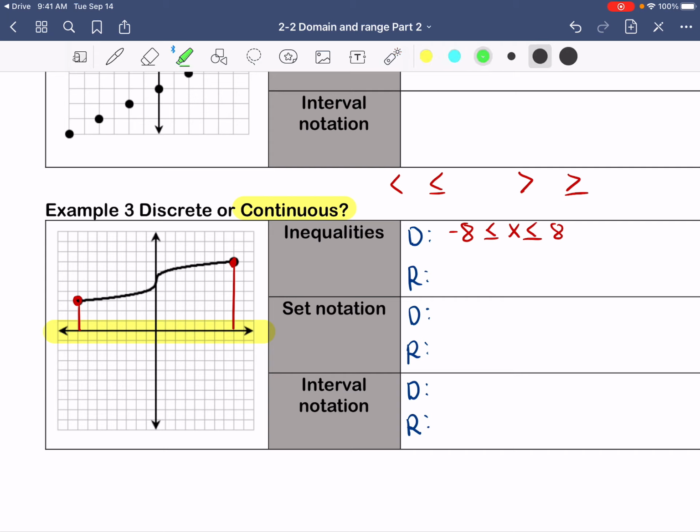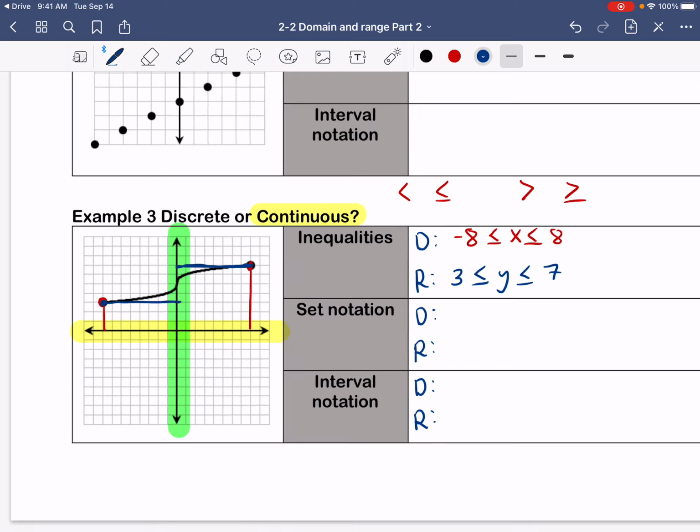Now let's find the range. Range is the y value. So what we're going to do is find the range. Range is the bottom to top. So here we go. That's the lowest point. This is the lowest point this graph can get, which is +3, less than or equal to y. And the highest point this graph can get is here, which is 4, 5, 6, 7. So that's it. That's the domain and range.